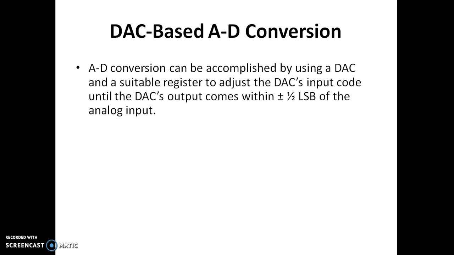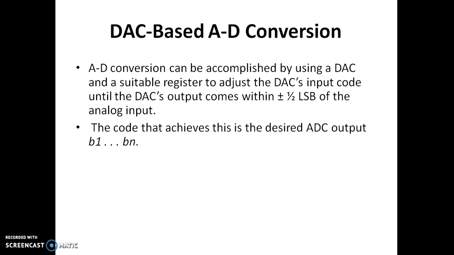So this A to D conversion can be accomplished by using a DAC and a suitable register to adjust the DAC's input code until the DAC's output becomes within plus or minus half LSB of the analog voltage. We know from the previous INL and DNL expressions that we keep changing the output voltage from one level to another level, as long as there is a difference of half LSB in the input voltage. We shall see the understanding of this particular statement in the coming slides.